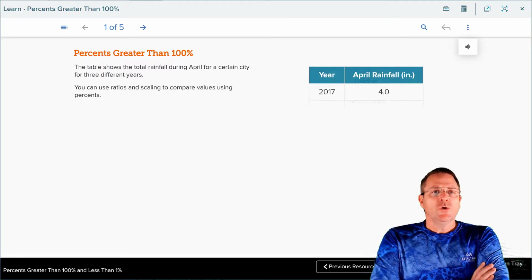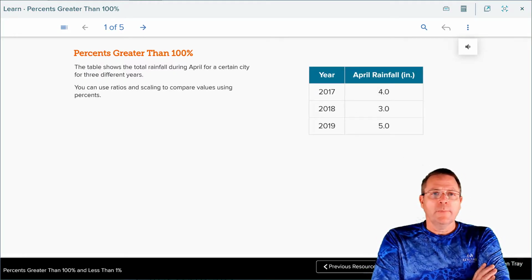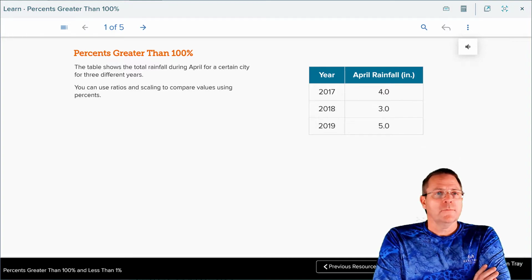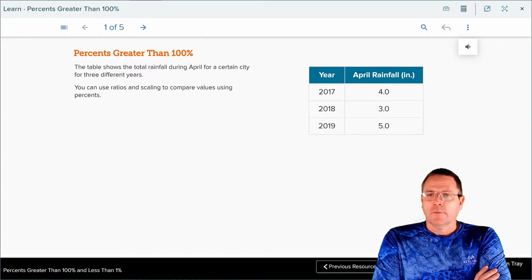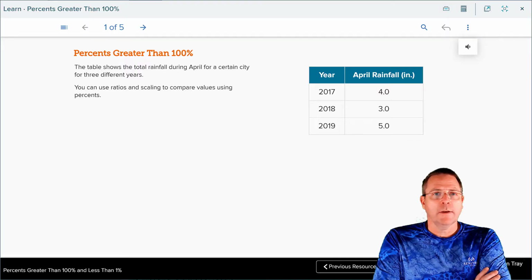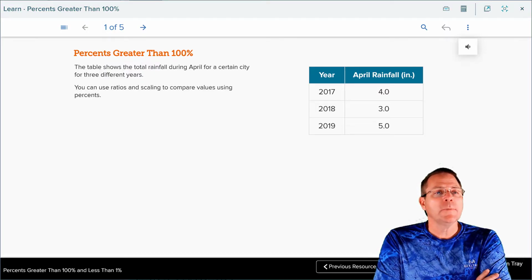The table shows the total rainfall during April for a certain city for the 3 different years. I'm thinking the total rainfall we've had here this summer has been just unbelievable. It's like it started the first day of summer and never stopped.